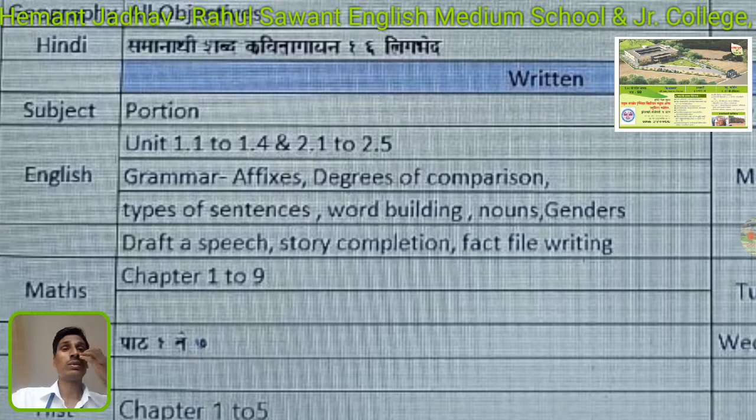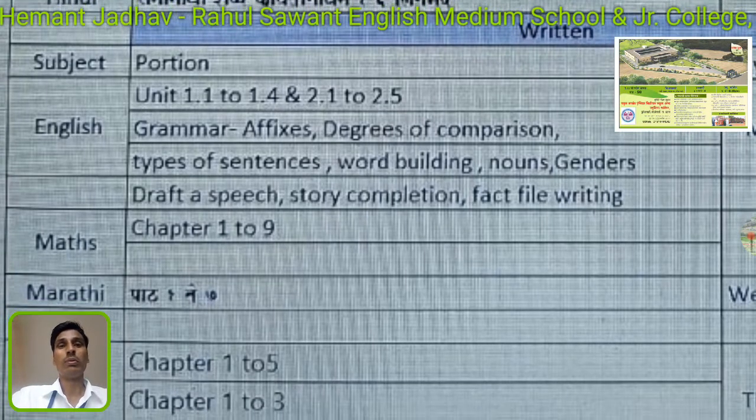Apart from that, there are some concepts in grammar like affixes, means prefixes and suffixes, degrees of comparison, types of sentences, word building, nouns, gender. These all are there under the lesson of the unit 1 and 2. So if you go through all the grammar concepts which are there under the lesson, that would make you ready to face any question of grammar in semester 1 examination.